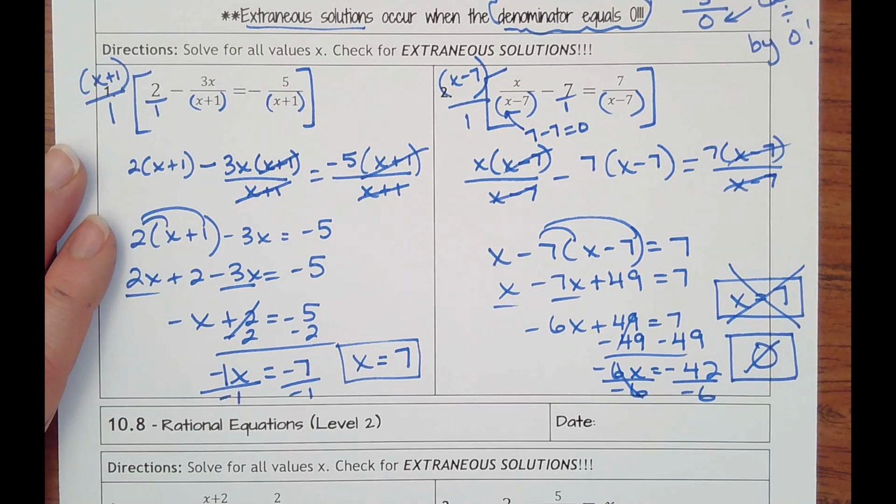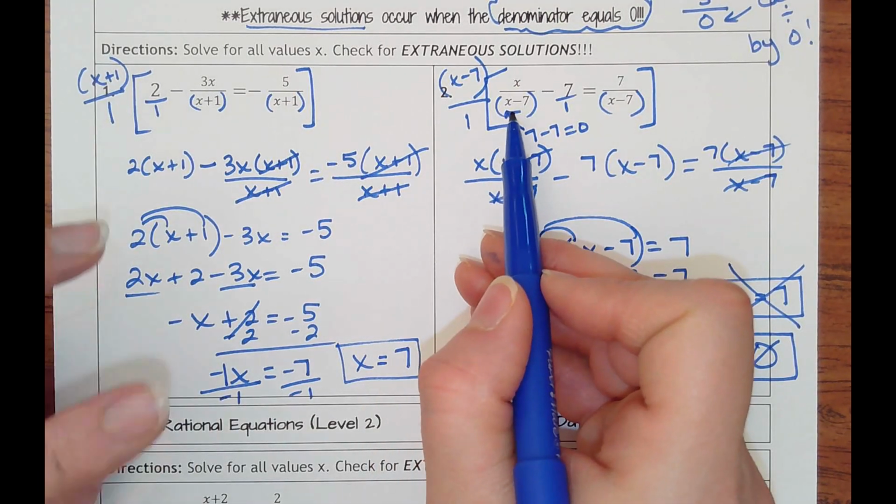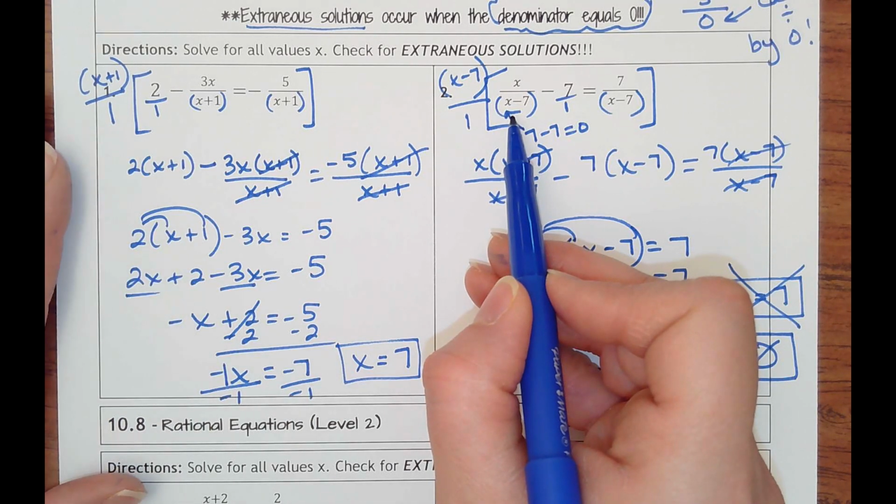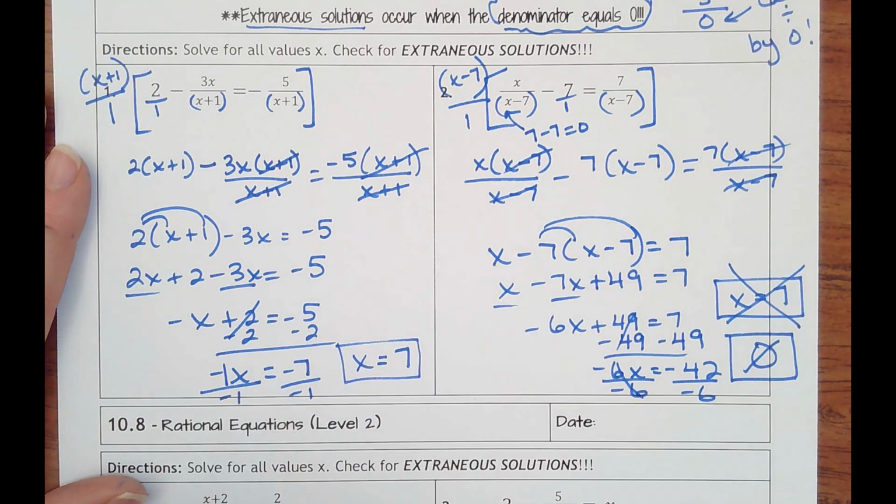So again, just make sure it is not like the answer to this factor, right? When we solved these, we set them equal to 0 and got the opposite sign. So if it plugs in and makes this 0, it's out.